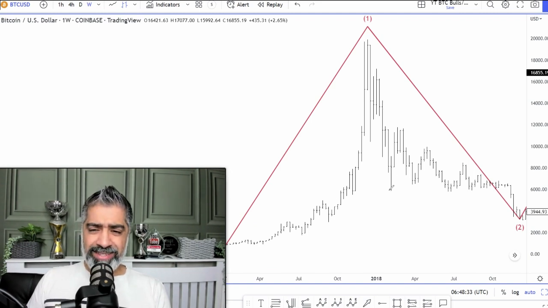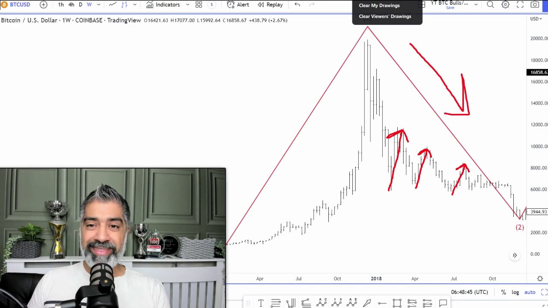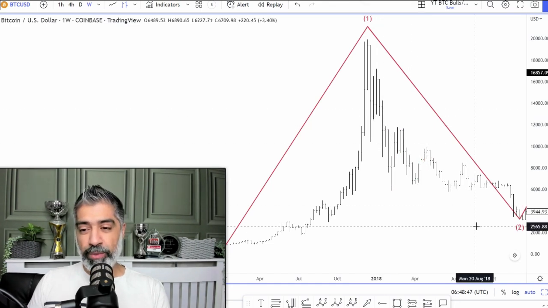But look at this. We had some upward movement in this bear market, right? But we want to know that these upward movements are just corrections, and the trend is clearly down. So now let's just look at the next part, which we're going to refer to as the wave 3, right?